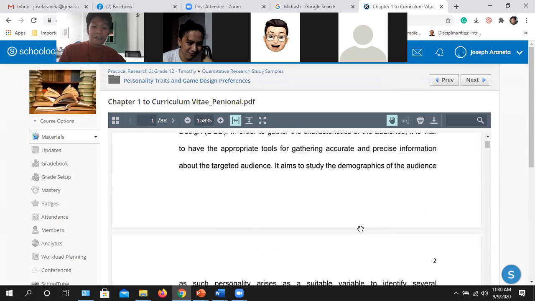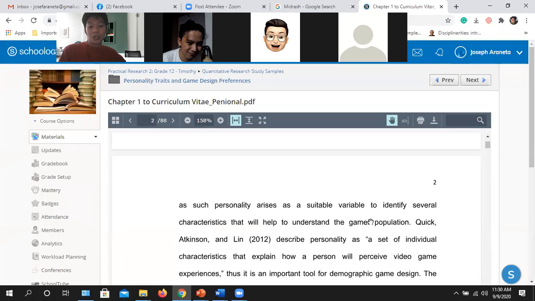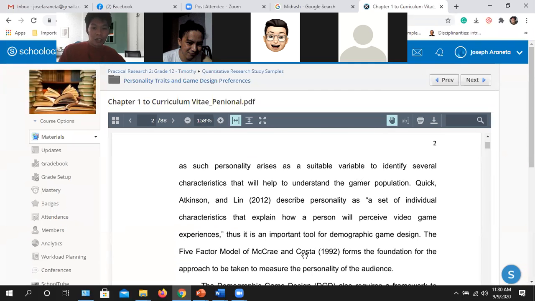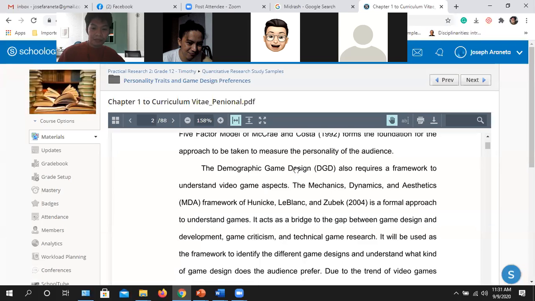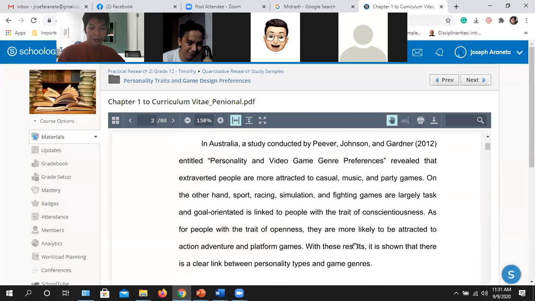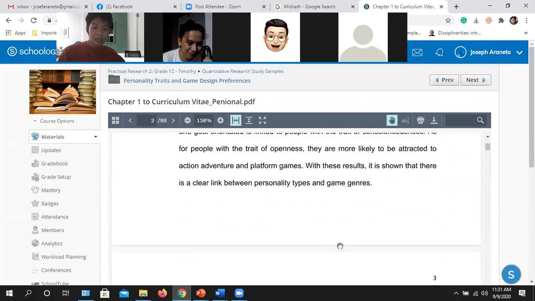It aims to study the demographics of the audience, of such personality arises as a suitable variable to identify several characteristics that will help to understand the gamer population. So the study is not just about identifying the preferences, but it's also about the demographics. It's about the population, the personal data, personal information of the respondents of this study, which are the gamers. Ito yung gamit nila is MAD, Mechanics, Dynamics, and Aesthetics Framework. So related studies.